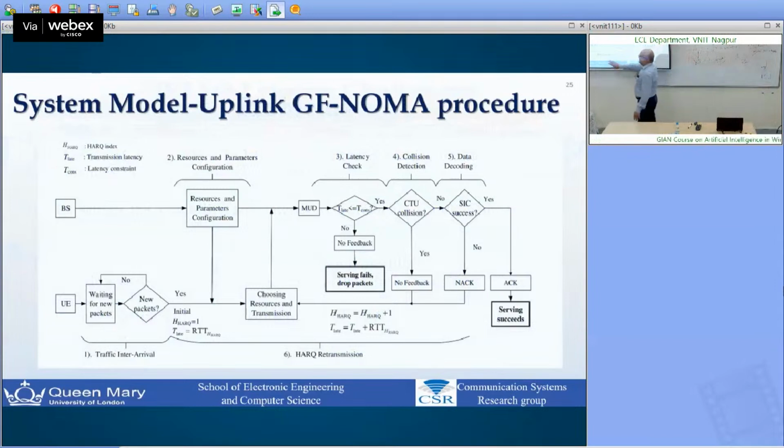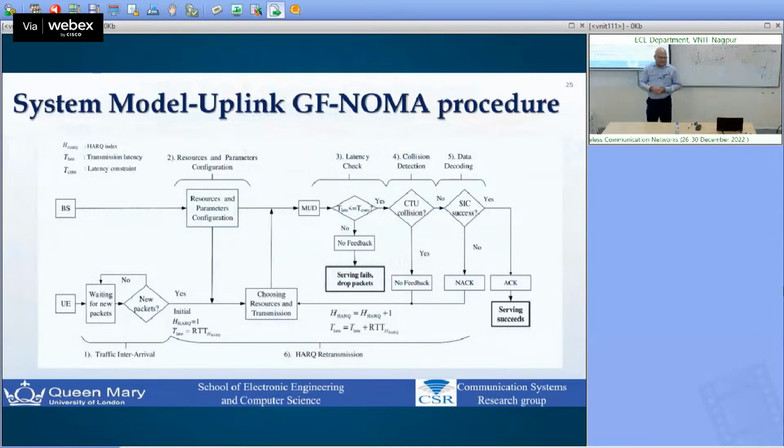First in grant free NOMA, the packet arrives. Once the packet arrives, the base station broadcasts the resource parameters, everything, configuration done. Second, the latency check. That means you already set a latency constraint. Because of the collision, if the time exceeds the latency threshold, assume that the packet has failed. So if this latency constraint is not met, then assume that the packet is dropped. So it's failed, because the transmission should occur successfully within that latency constraint, within those few milliseconds.